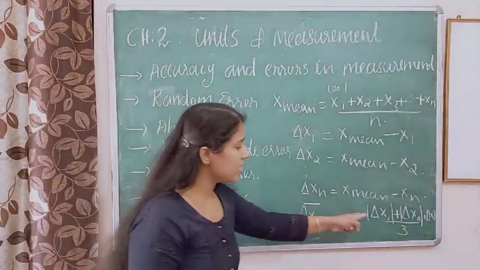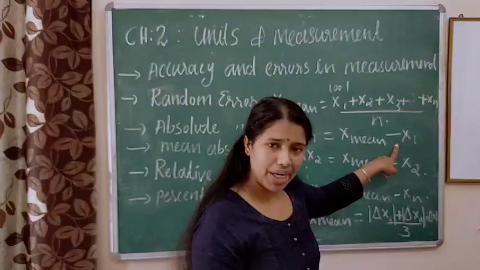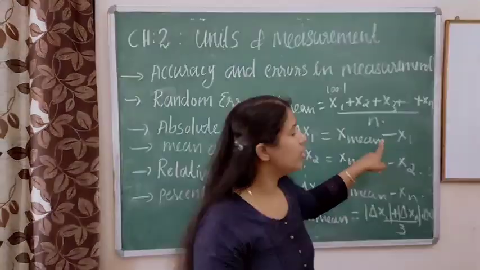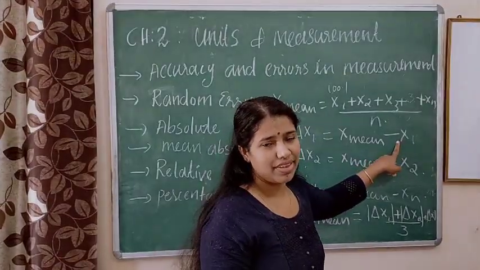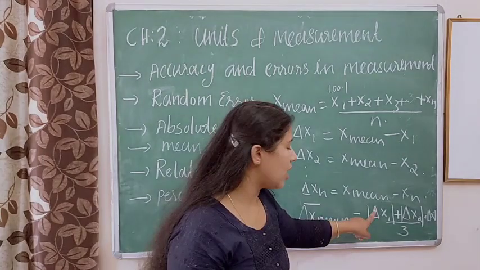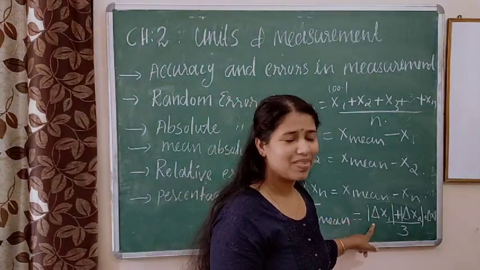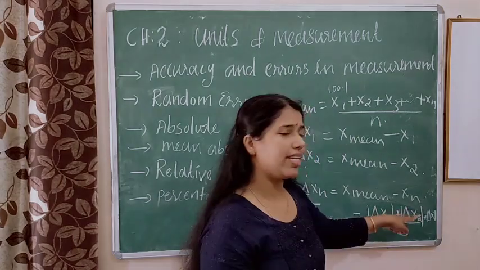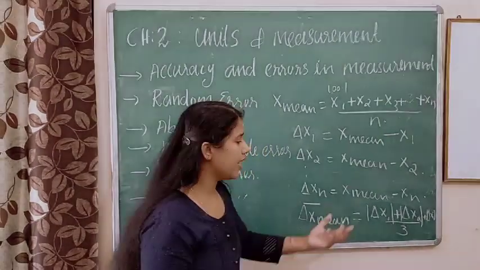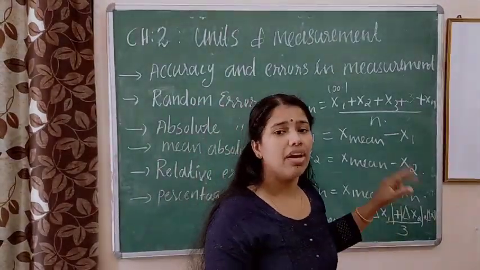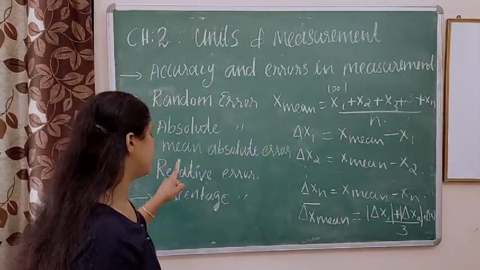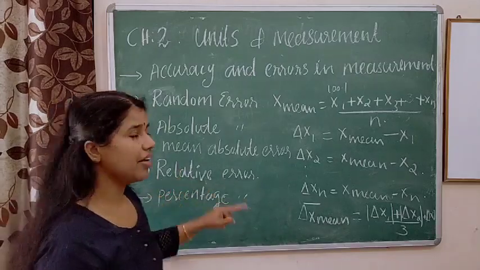Why are we using the magnitude? Maybe we will get a negative value. Our true value may be less and the measured value high, then we will get the negative side. In this case, calculating mean absolute error, we can avoid the negative side. Delta x1 plus delta x2 plus delta x3 plus etcetera plus delta xn divided by n. If you take 3 values, divide by 3. If you take 5 values, divide by 5. That is the mean.